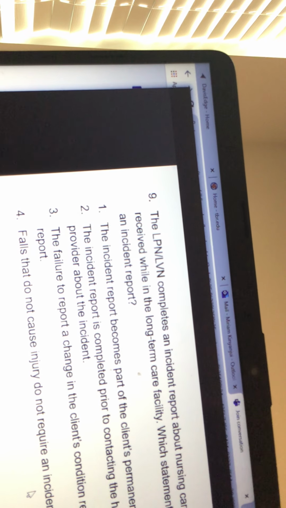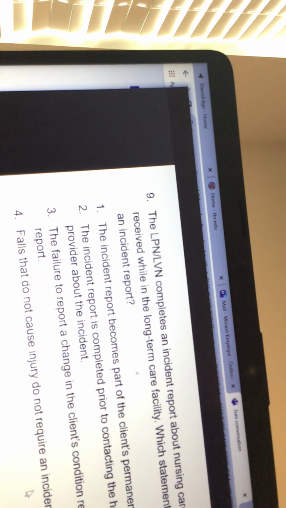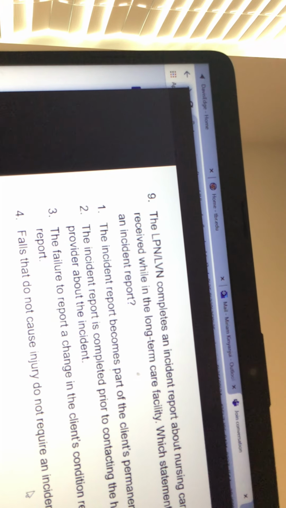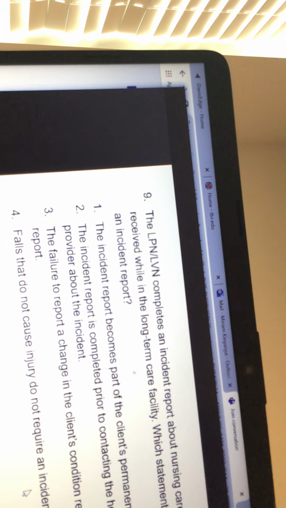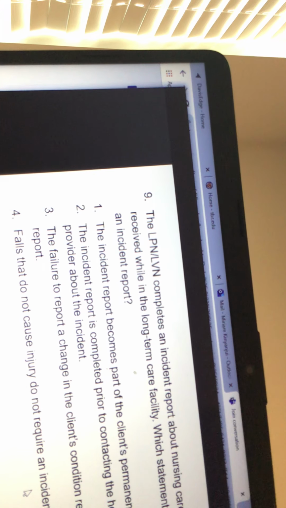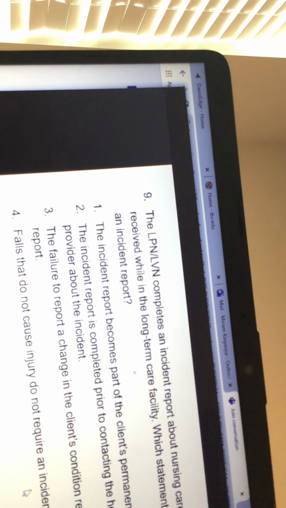Is this true? The incident report is completed prior to contacting the healthcare provider about the incident. Keep it, get rid of it. What do you think? Keep it. Let's keep it for a minute. Next, is this true?